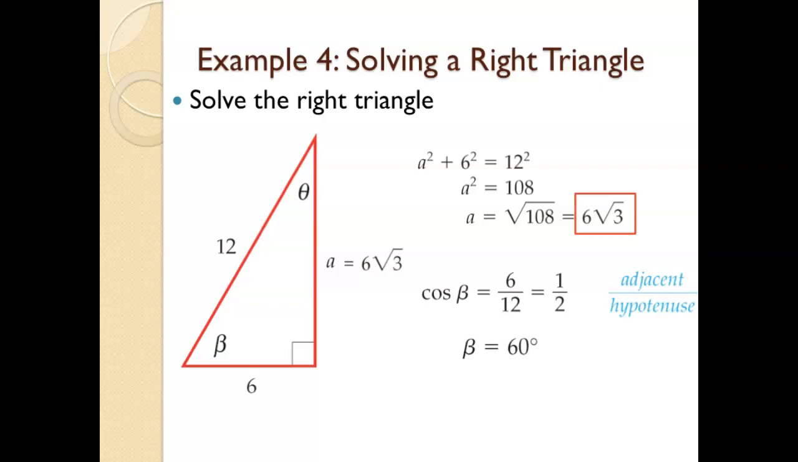Now to find the last angle measure, because we already have 2 of the angle measures, you can subtract from 180. So that would be 180 minus the 90 minus the 60, which gives us 30 degrees. So the last angle measure there is going to be 30 degrees. So now you can solve any right triangle if you're given 2 of the sides and the right angle. In the past, you were only able to solve when you were given 1 of the sides and 1 of the acute angle measures in a right triangle.